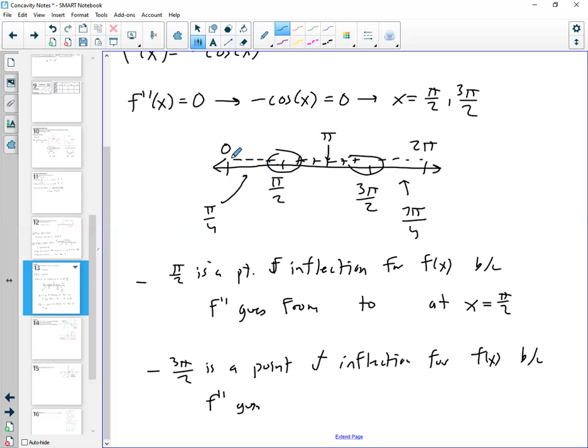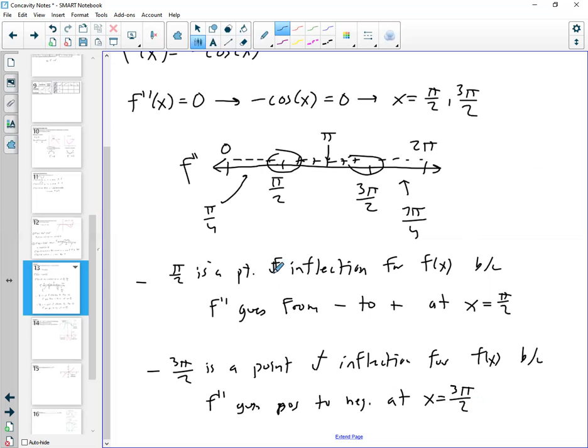At pi over 2, the second derivative, this is the second derivative chart, goes from negative to positive. 3 pi over 2 is a point of inflection for f of x, because f double prime goes from positive to negative at x equals 3 pi over 2.